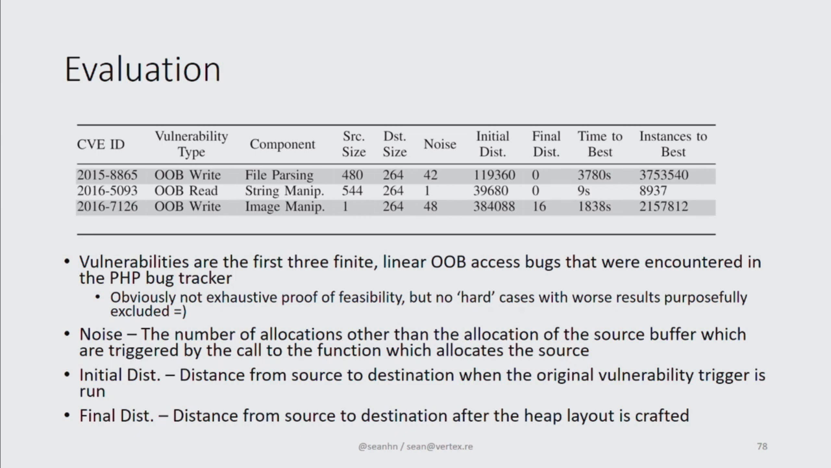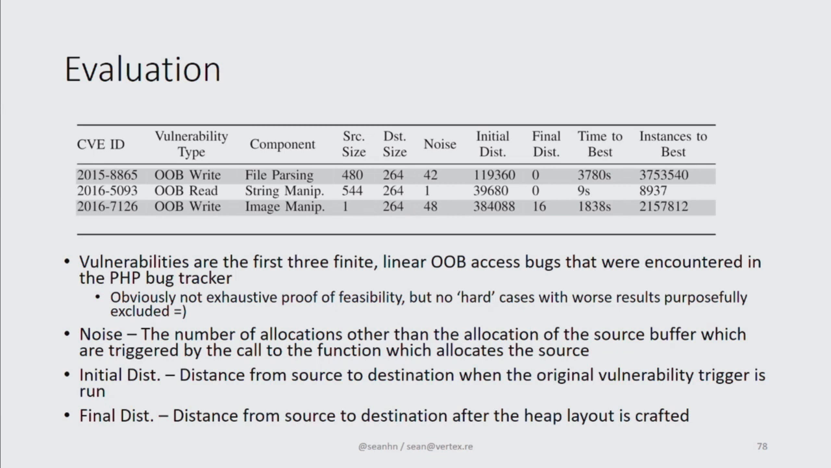And the final distance is the distance that the system was able to get the source and destination to be from each other. So we can see in 2 of the cases it achieved a perfect result, and in the final case it was off by 16 bytes. So there was 16 bytes between the source and destination.